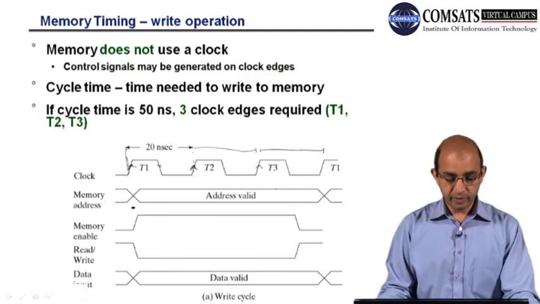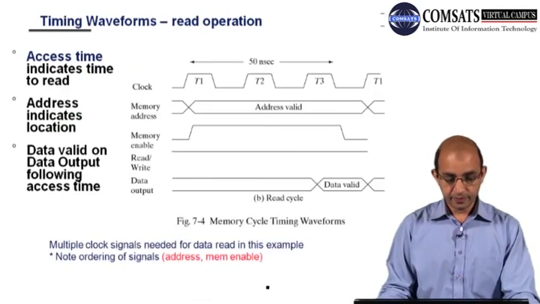So here we have the memory address. We need to make sure that the address is valid. After the validation of the address, we enable the memory, and then we perform read or write, whatever is required. Here we have the write, and then finally we have to validate the data. So this is the write cycle, and here we have the read cycle or read operation.